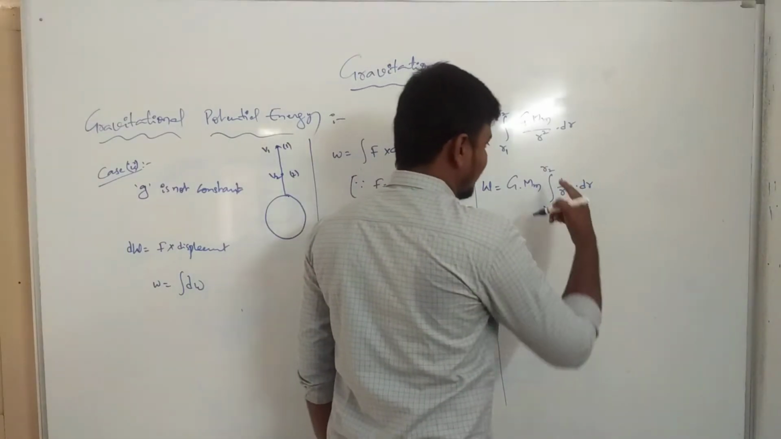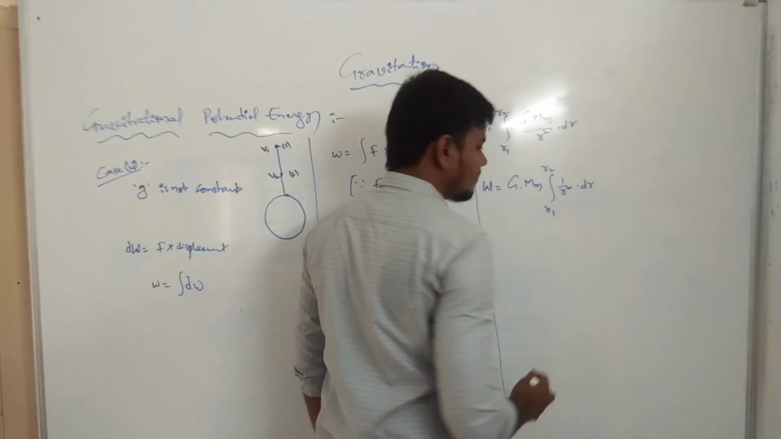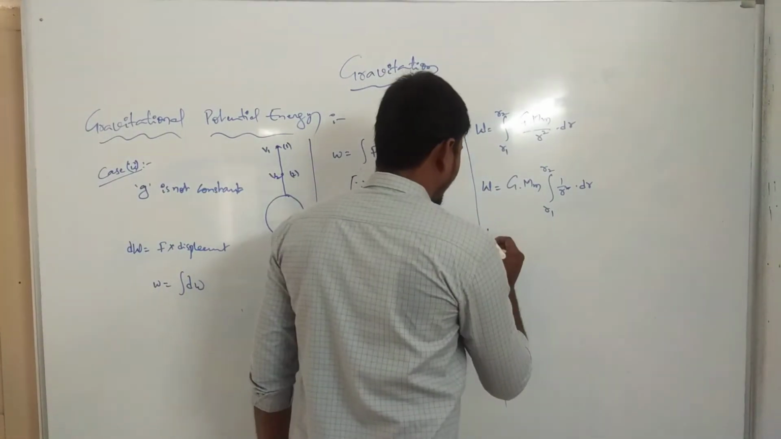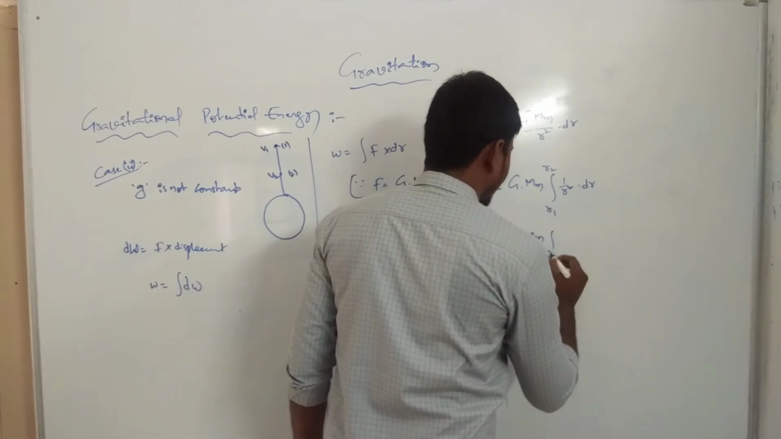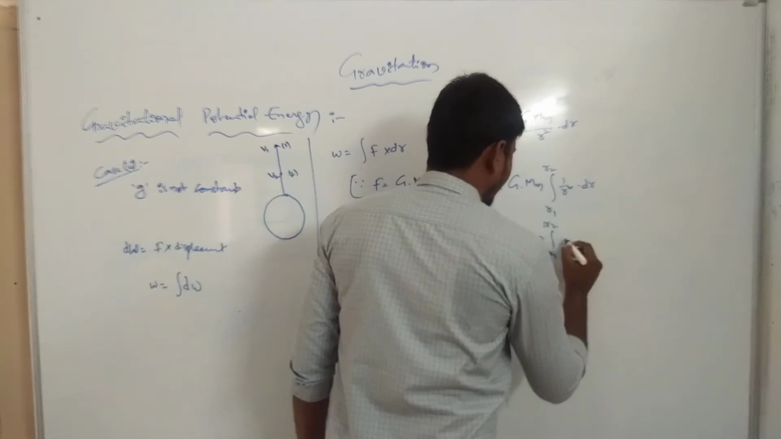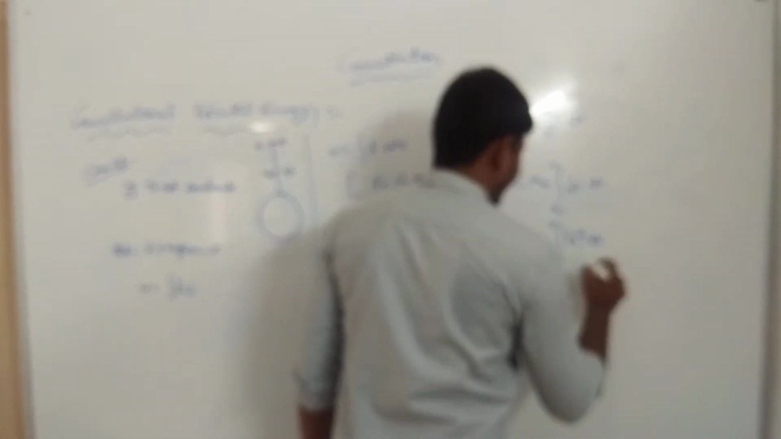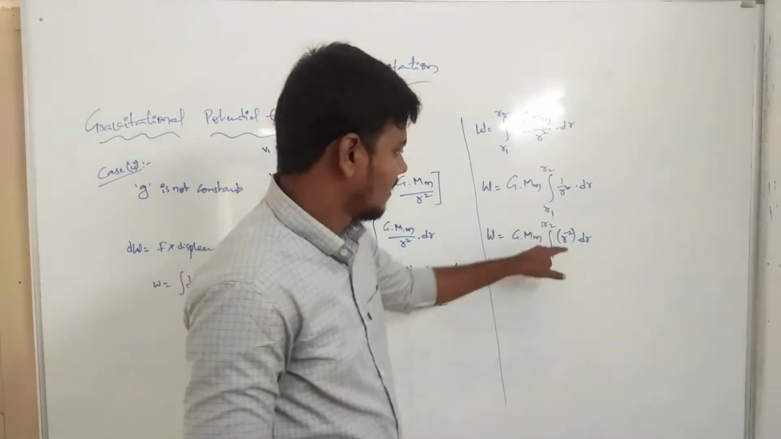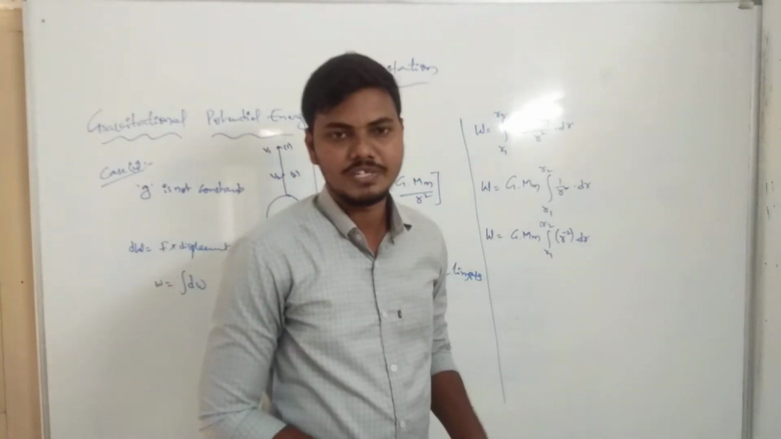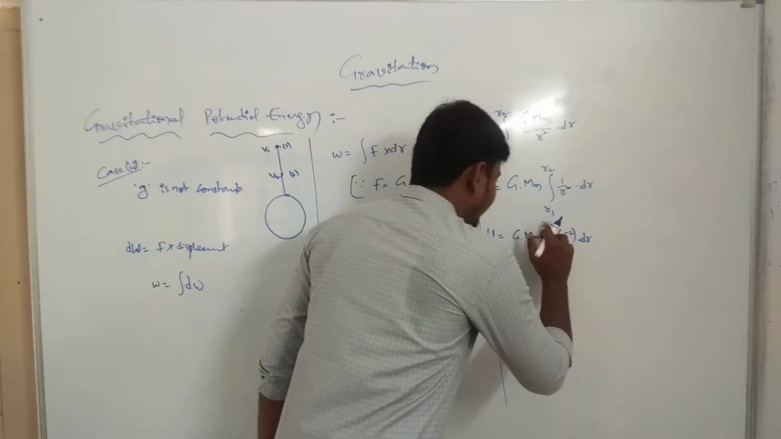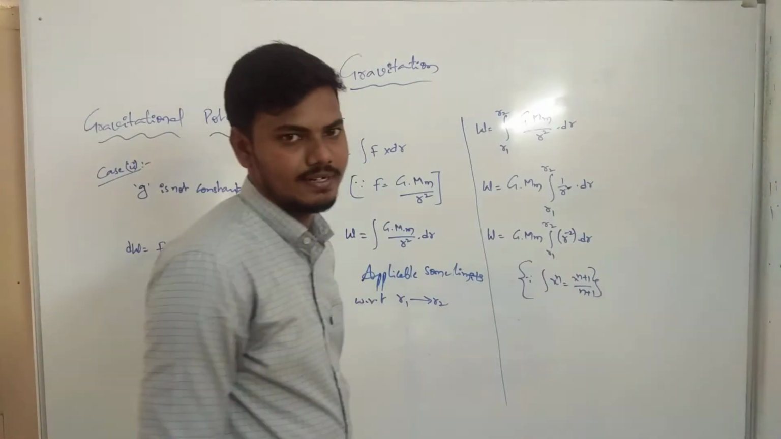Now we apply the integration of this function. Work W is equal to G M m, the integration from R1 to R2 of R to the power of minus 2 into dr. This is the denominator function, and we apply it on the numerical side. Now the integration of x to the power of n is equal to x to the power of n plus 1 by n plus 1. This is the integration formula.